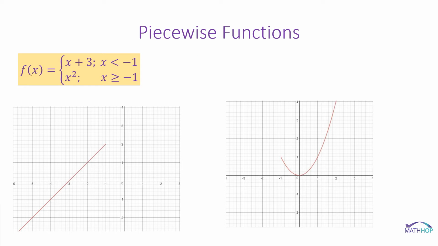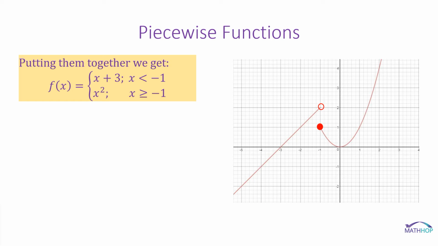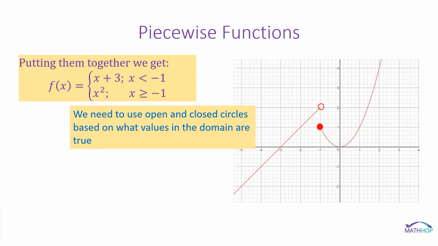So putting these graphs together on the same coordinate plane, we see that this x plus 3 line comes up to -1, and I have drawn an open circle. Why have I drawn an open circle? Because at -1, the equation x plus 3 doesn't work. It's only good for values less than -1. So at the end of this line, we put an open circle saying that at -1, this is not the line you want. You want to use the other equation.